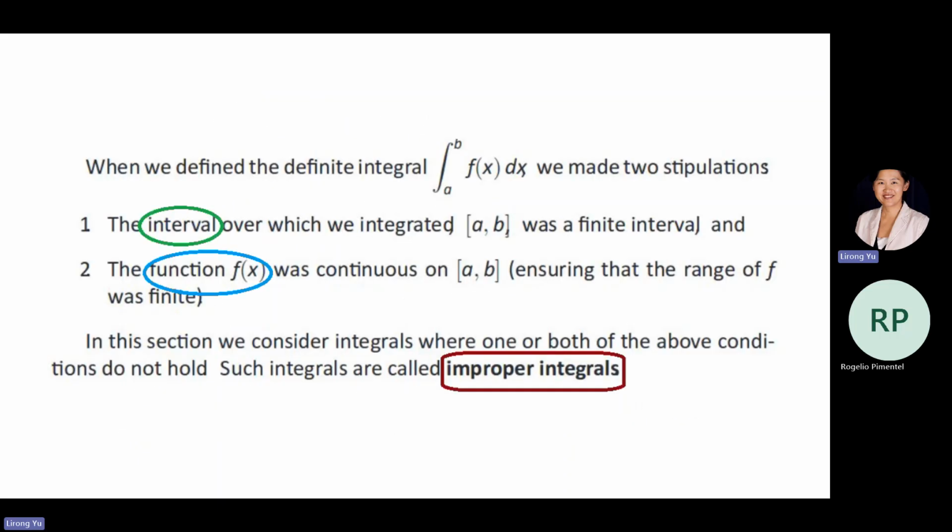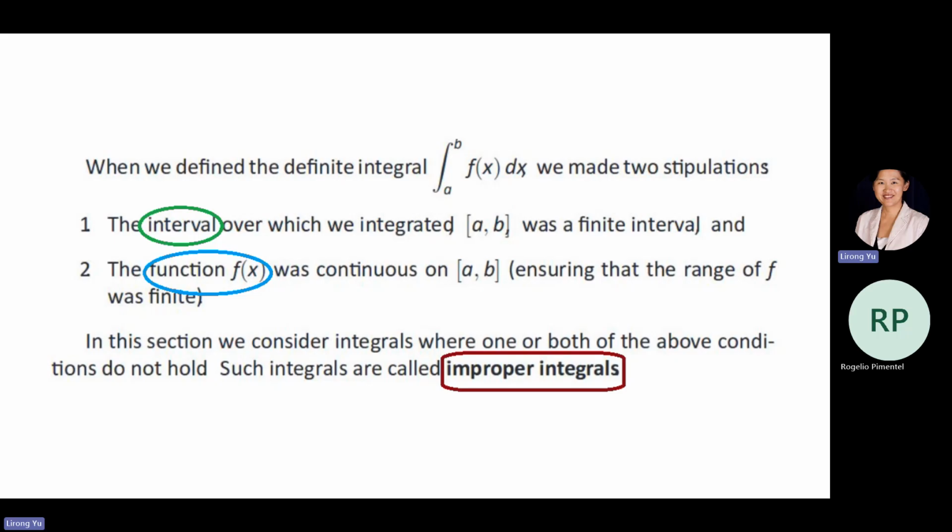All right, this is our definition for improper integral. Our traditional definition for definite integral is for integration interval a to b. Both have to be finite. So when a is infinity or b is infinity, that's called an improper integral. Another thing is, in the traditional definition, the function f of x should be finite as well.